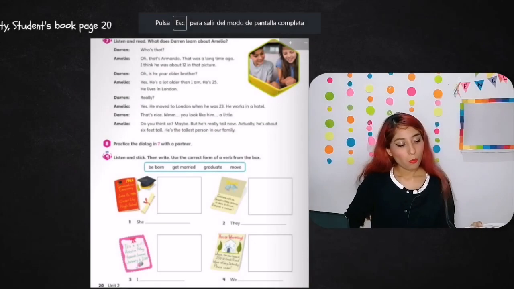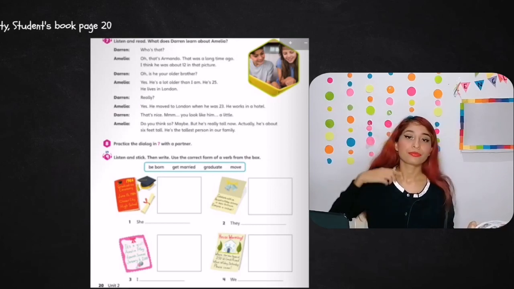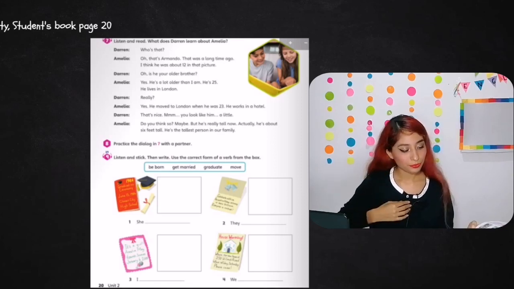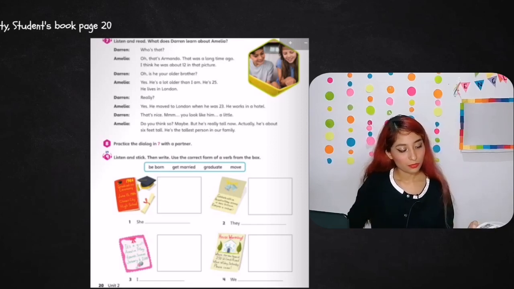Student's Book, page 20. Activity 9. Listen and stick. Then write. Use the correct form of a verb from the box. 1. Who are all these people in the photos? Like this one. That's my mother when she graduated from high school. Really? She looks so different. Well, she was a lot younger then. She was just a little older than we are now. True. So, are those your grandparents in the photo? Yep, those are my grandparents. They were a lot younger then too.